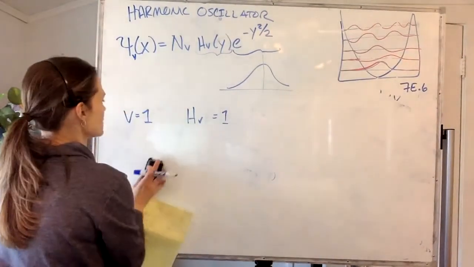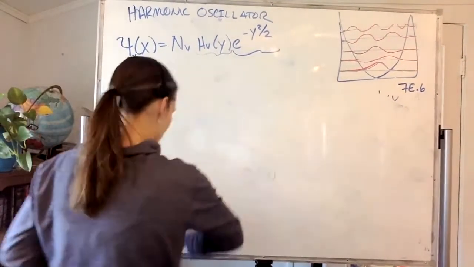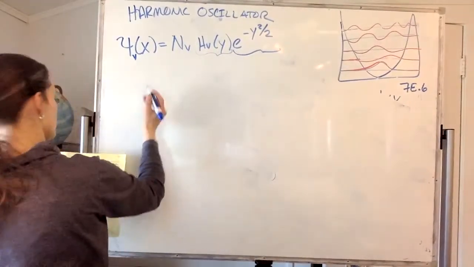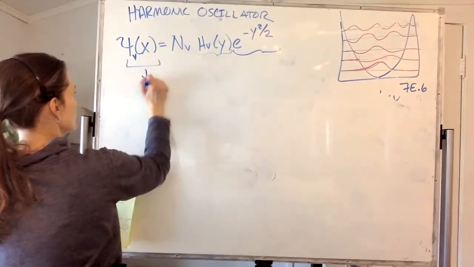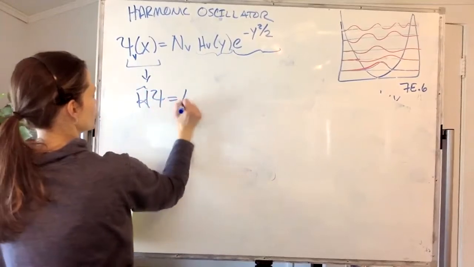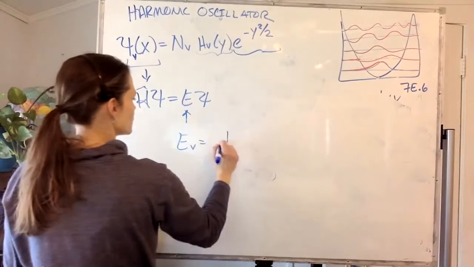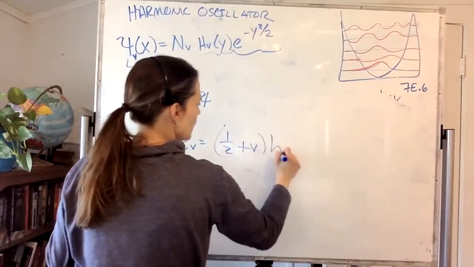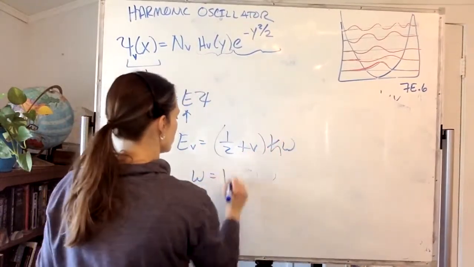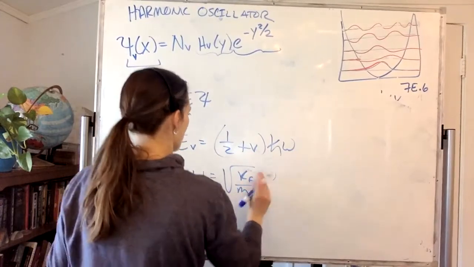Okay, so if we take this wave function, stick it into H psi equals E psi, then we get energies equal to (v plus 1/2) h bar omega, where omega equals the square root of k_f over m.